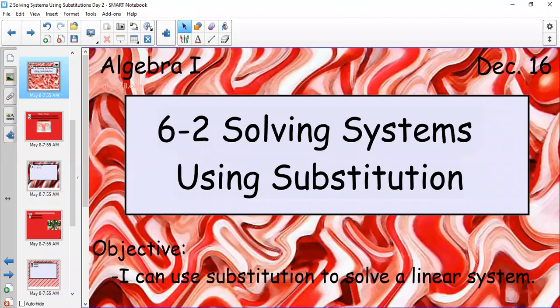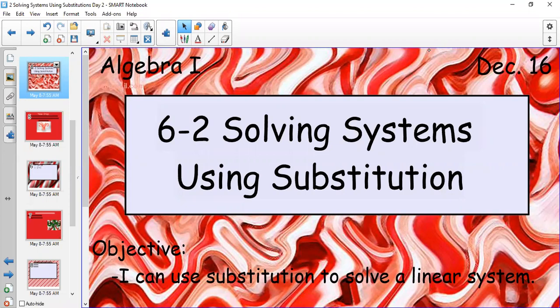Welcome to part 2 of solving systems using substitution. Yesterday we had part 1. I know in class the students were doing very well with it. I was super impressed. So hopefully you guys at home were also having some success with it.